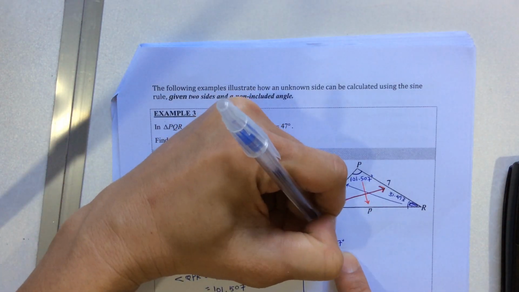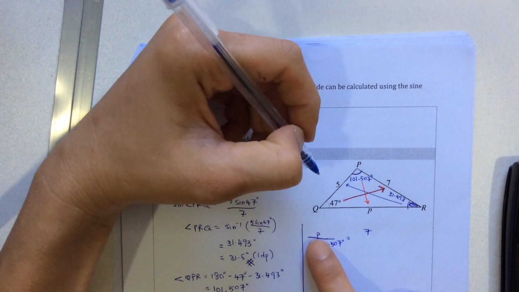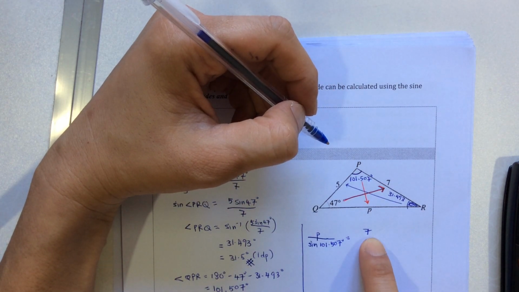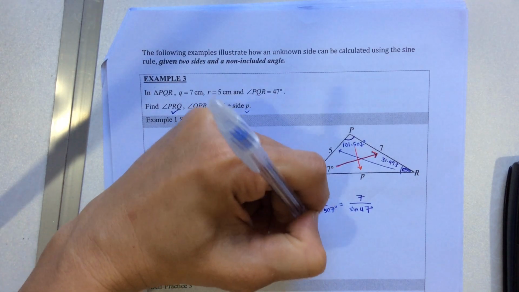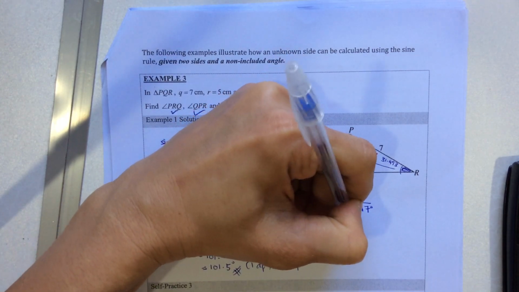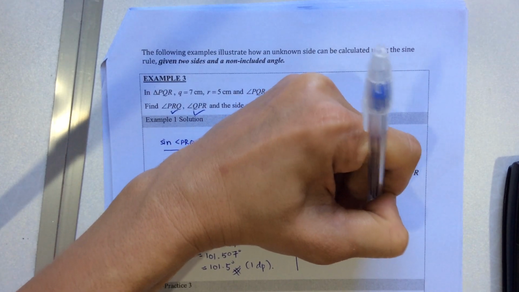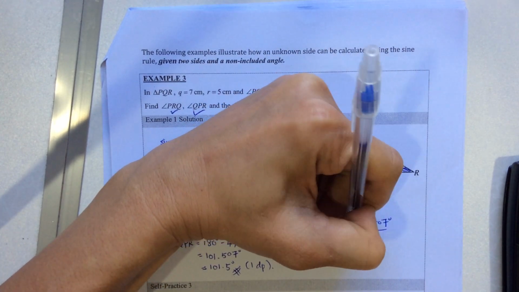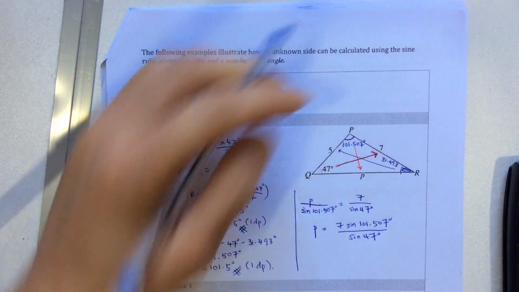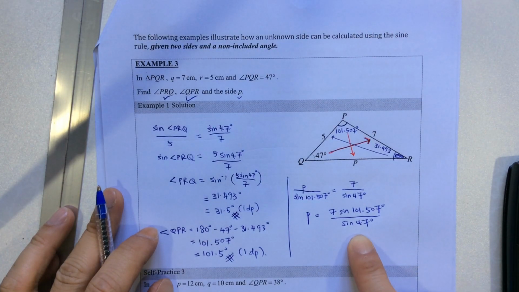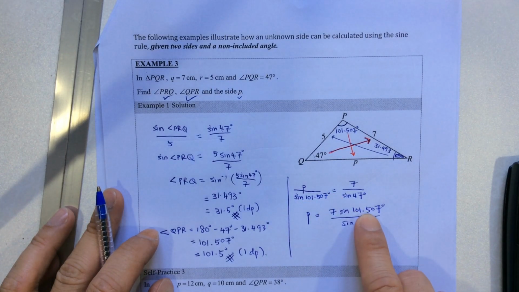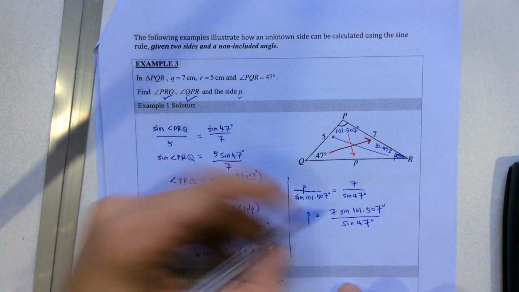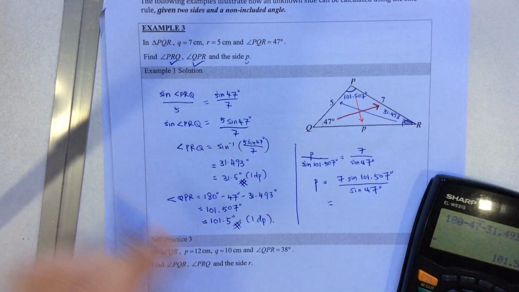Okay, so this should be equal to 7. So when you put the side at the top here, on the other side it is the side as well. So 7 over sine 47 degrees. And you can find the value of P. And we have this answer. Okay, so I'm just moving the sine 101.507 degrees up, and then I will calculate this value to get my final answer for P.